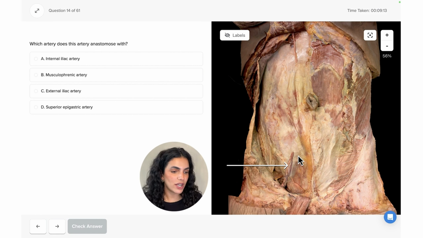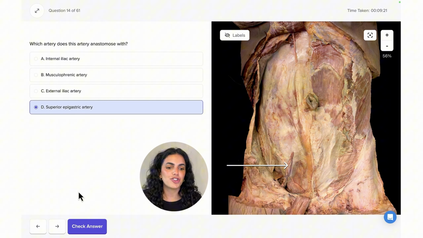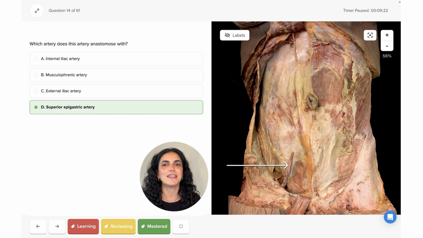So in terms of our question here, which artery does the inferior epigastric artery anastomose with? In this case, the answer to our question should be the superior epigastric artery.